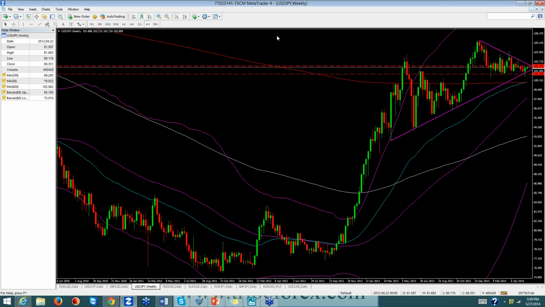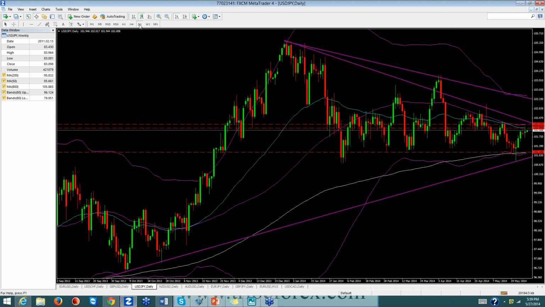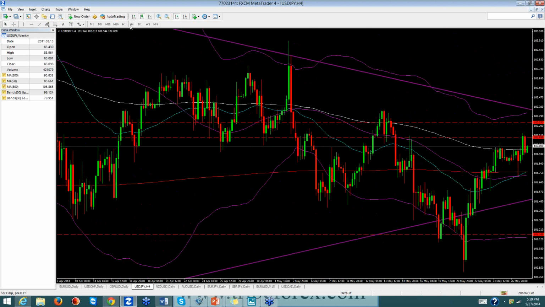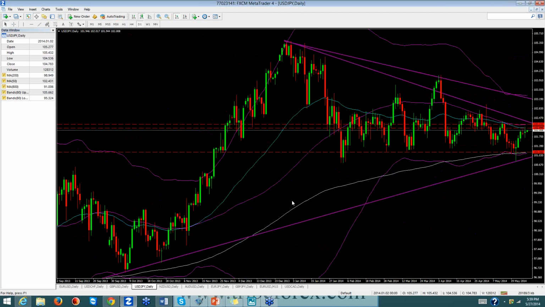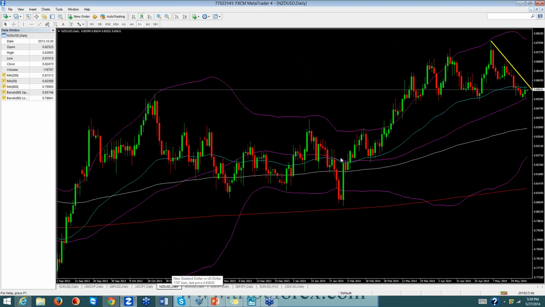Here's the first level. There it goes. And those are on the weekly, obviously. We go down to a lower time frame, we can see them in action. So on this particular currency pair, on the dollar yen, I'm going to look for consolidation in those zones. New Zealand dollar.